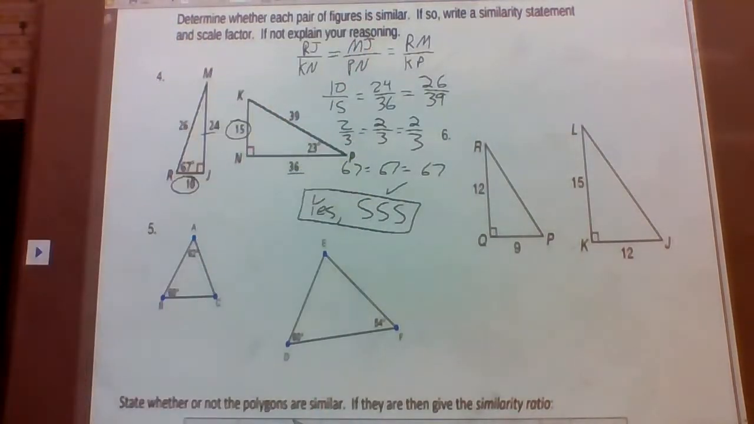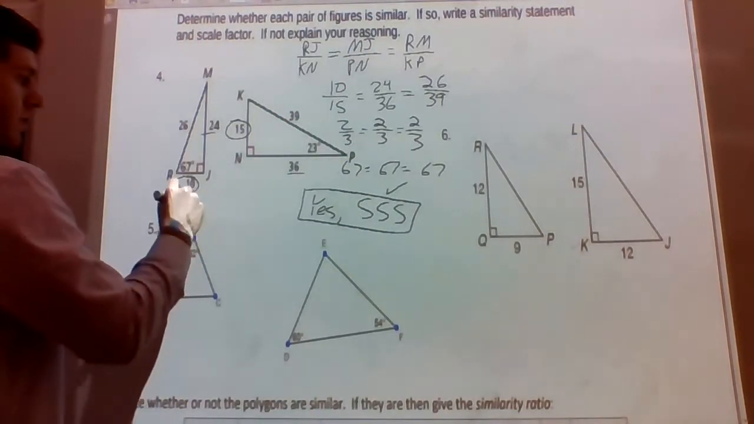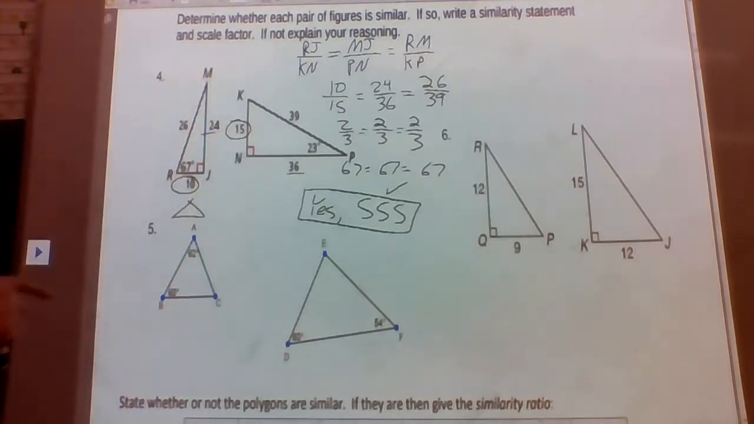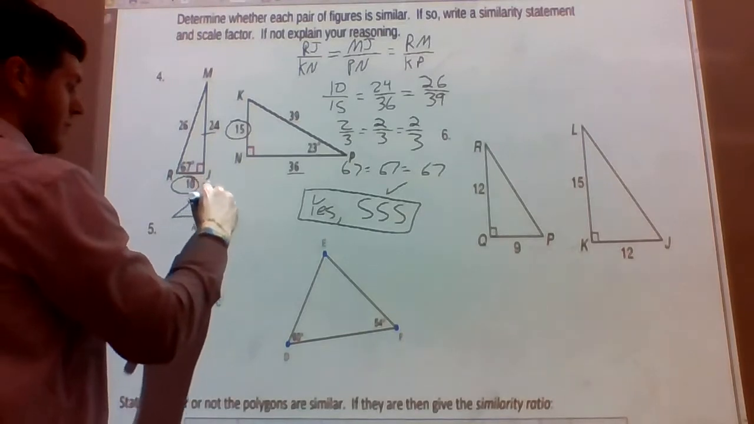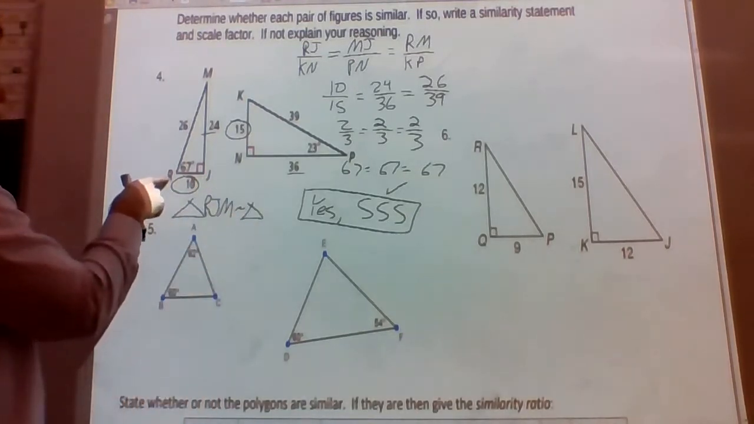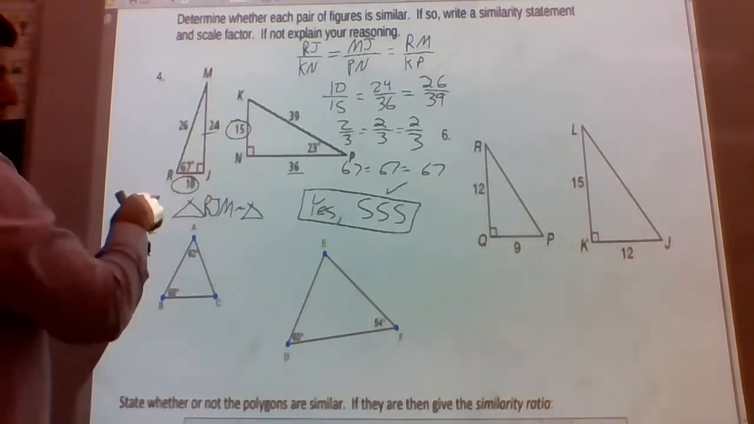We want a similarity statement and a scale factor. For our similarity statement, we can name this triangle 6 different ways. Let's just name it RJM. It's similar to triangle, and it corresponds with R, which we said was K.